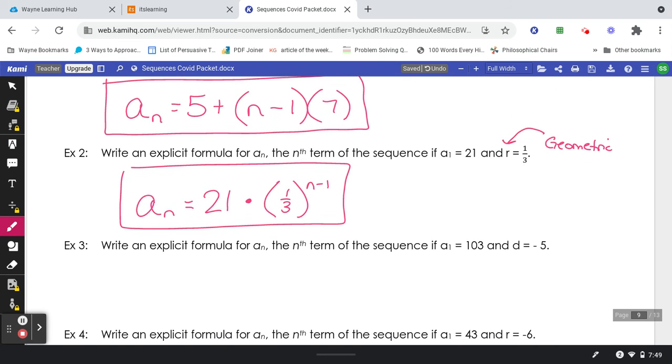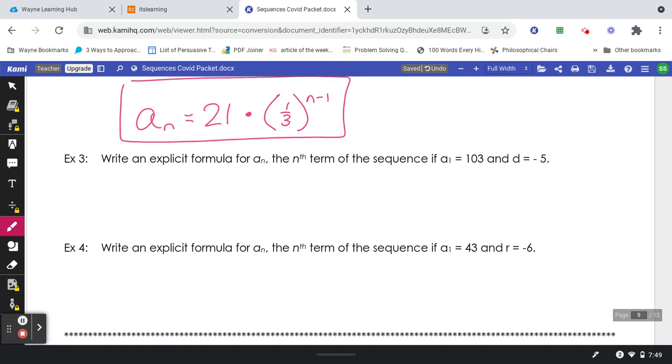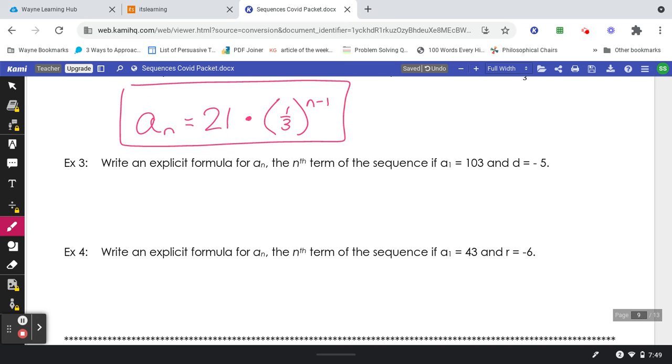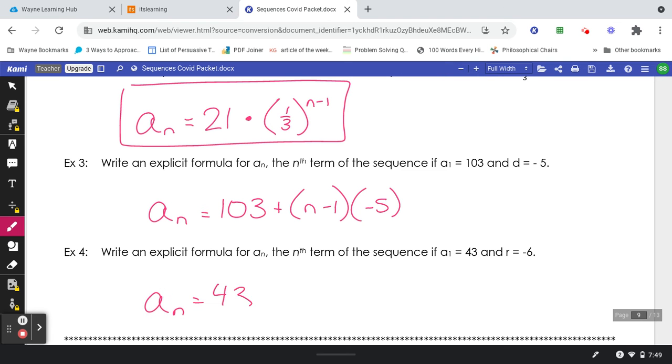All right, go ahead and pause the video, see if you can do 3 and 4. All right, you should have gotten for this one a sub n equals 103 plus n minus 1 times -5. And for number 4, a sub n equals 43 times -6 to the n minus 1.